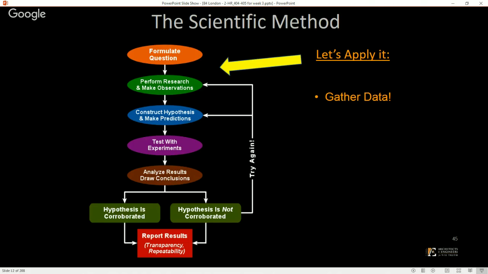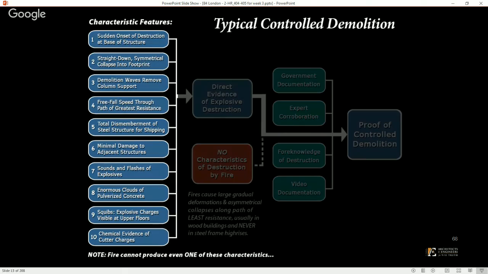As we're going to apply the scientific method ourselves, how have other towers come down? Well, we looked extensively at the typical features, which include: 1, a sudden onset of destruction at the base of the structure; 2, straight down, symmetrical collapse into its footprint; 3, demolition waves remove column supports; 4, a free fall speed through the path of greatest resistance; 5, total dismemberment of the steel structure, broken up, ready for loading and shipment; 6, minimal damage to adjacent structures; 7, sounds and flashes of explosives heard and seen by witnesses.